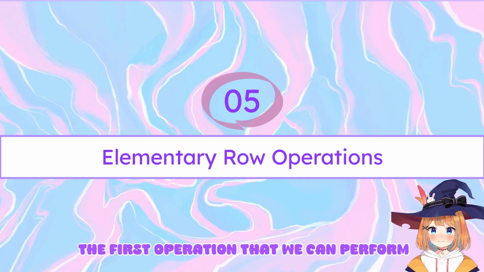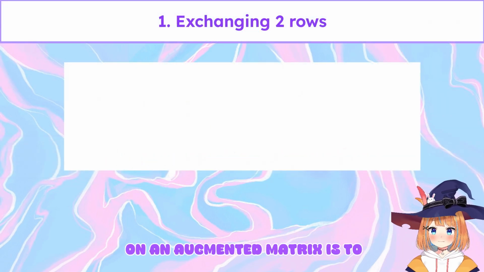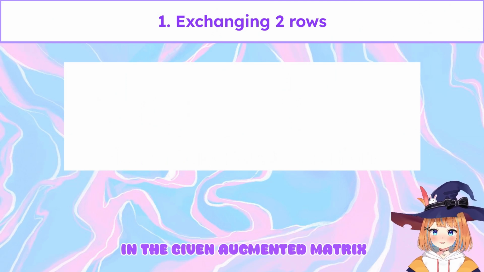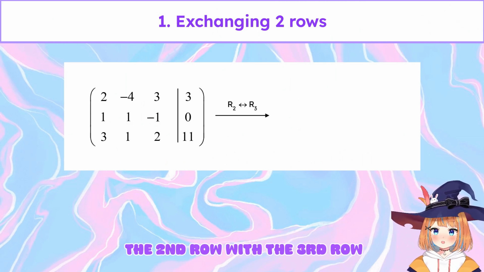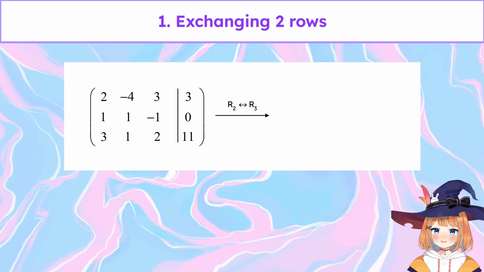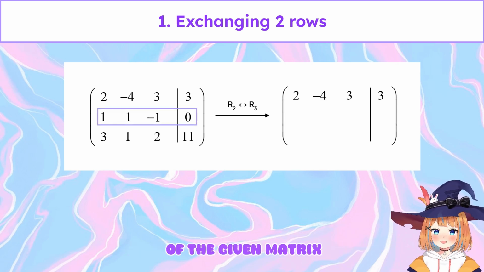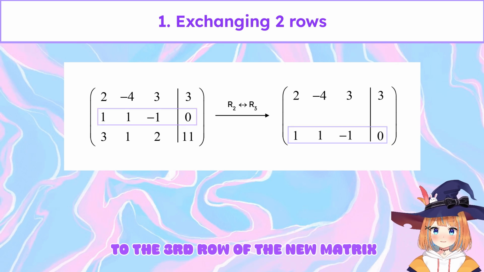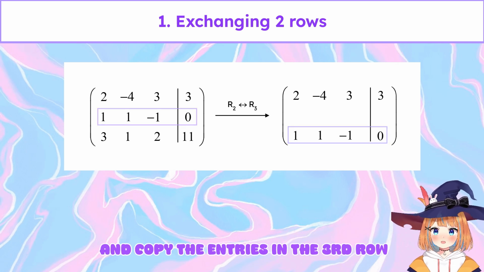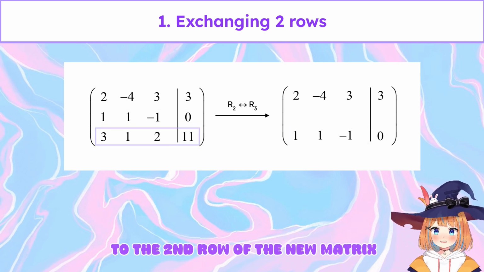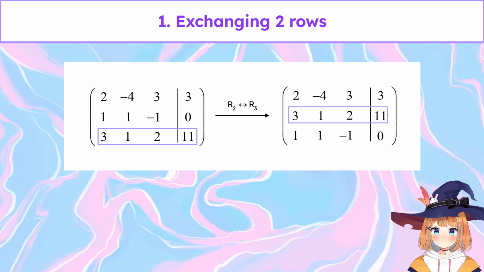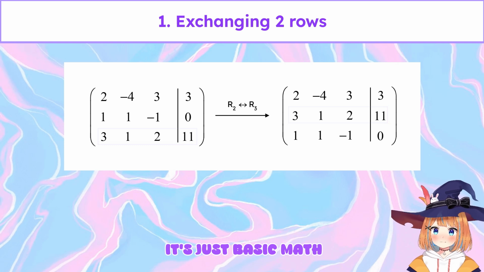The first operation that we can perform on an augmented matrix is to exchange two rows. In the given augmented matrix, we want to exchange the second row with the third row. Hence, we will copy the entries in the second row of the given matrix to the third row of the new matrix and copy the entries in the third row of the given matrix to the second row of the new matrix. It's like magic! Except it's just basic math.